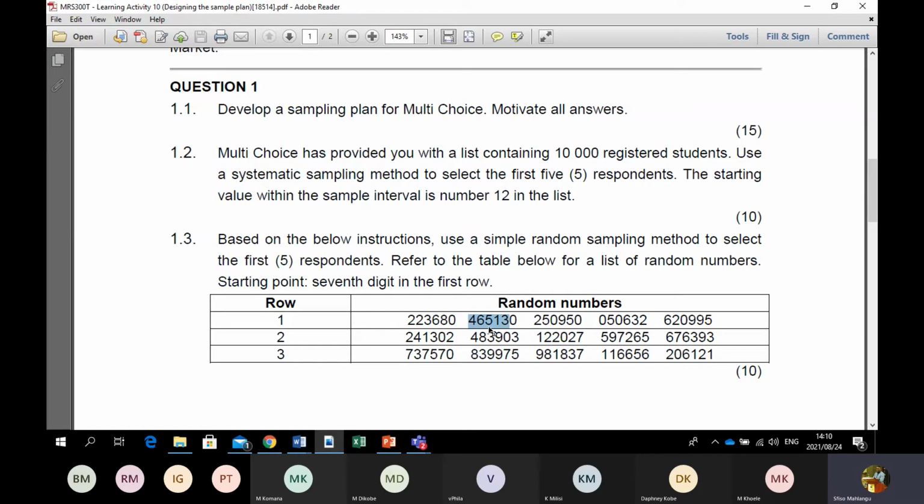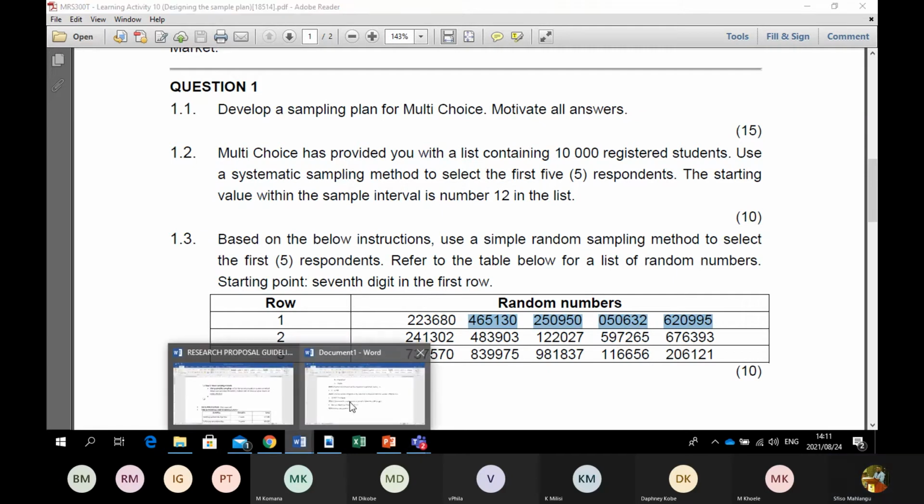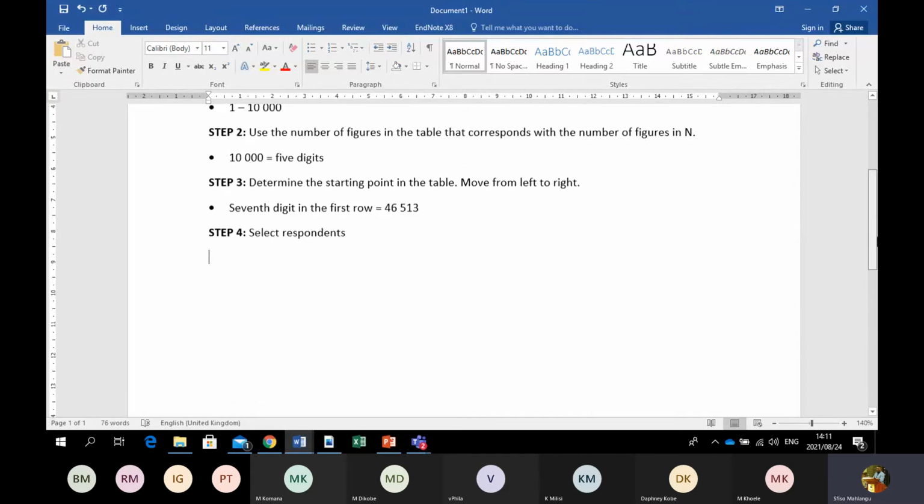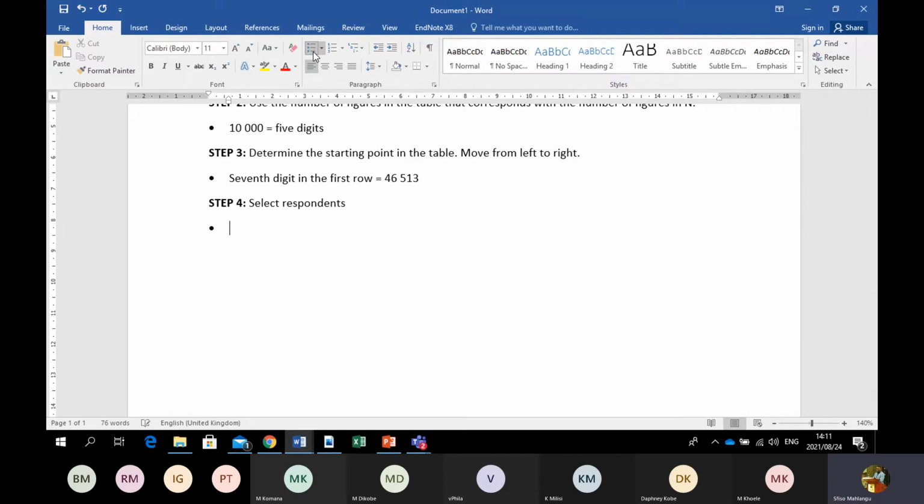4651. So if we take that number, I'm going to quickly take all these numbers, to make it easier. And then we can select the respondents here. They said we should select the first 5. So we will say respondent 1, respondent 2, up until 5.